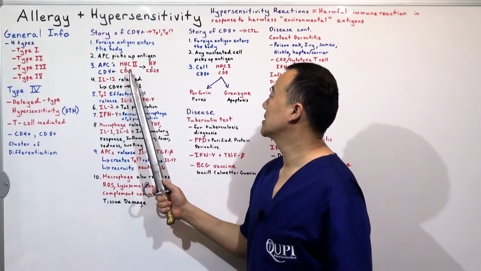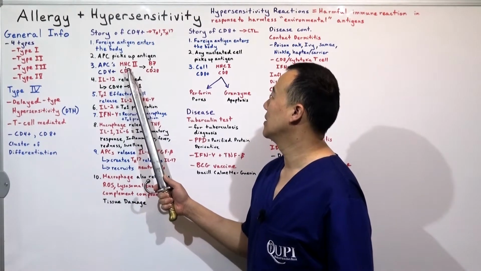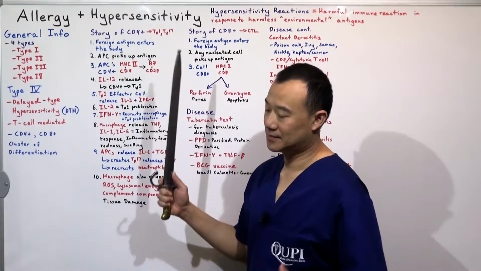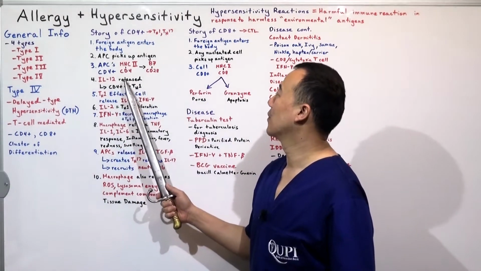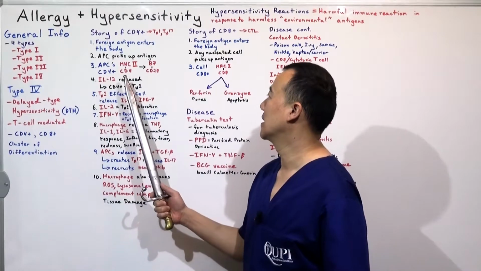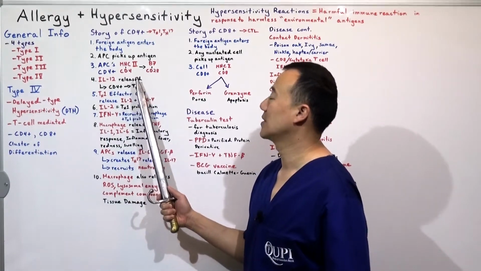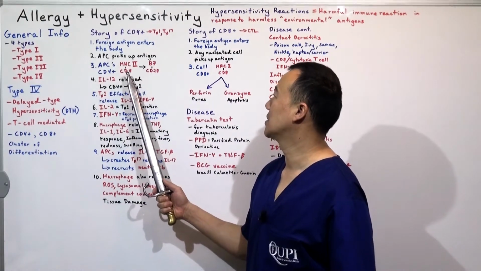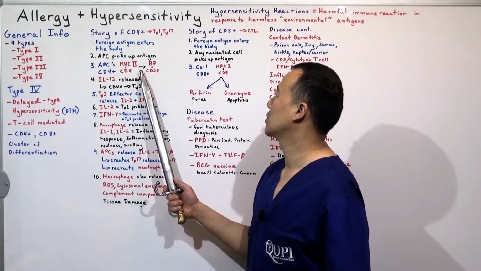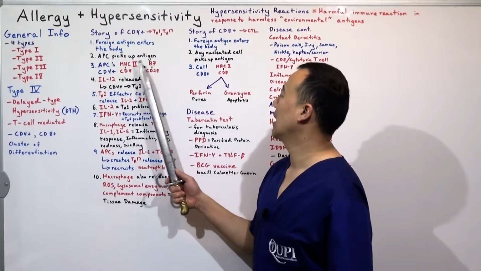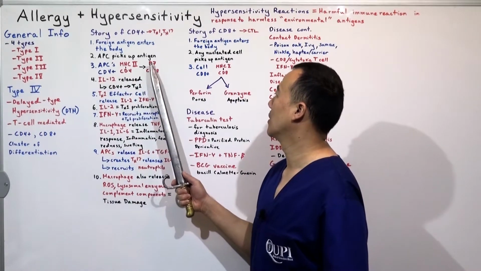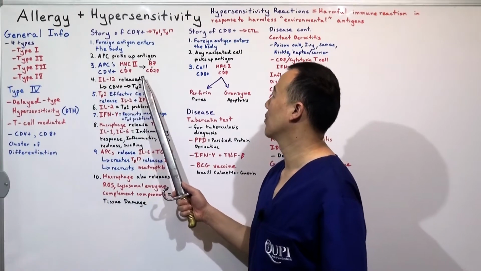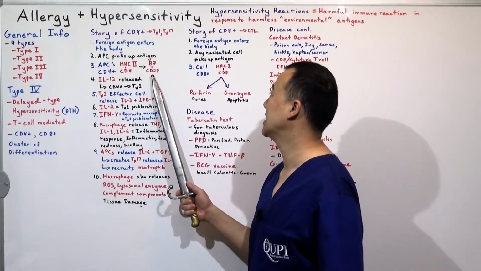The APCs will present the antigen in the MHC class 2 molecule, and the CD4 has a CD4 receptor. That's the T cell receptor, and they're gonna hook up, okay? And that's going to lead to some reactions. One of the reactions would be the APCs will present a protein called B7, and the CD4 positive cell will present a protein called CD28.